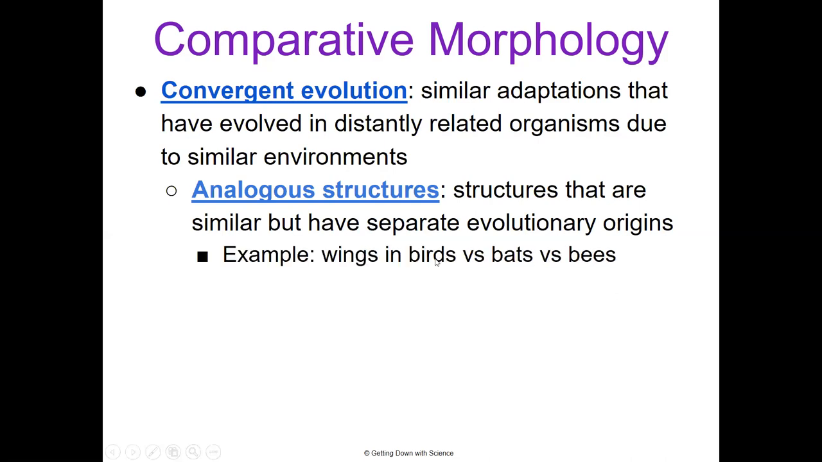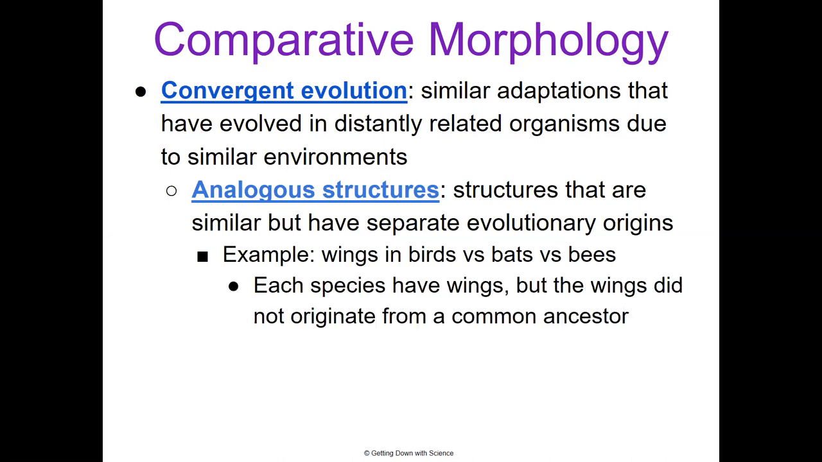So the wings in birds, wings in bats, we're talking about a bird versus a mammal, versus, how about the wings in bees? These are insects. Obviously, these did not develop all at the same time from the same branching. So each of these species has wings, but the wings didn't actually originate from a common ancestor. They developed based on the environments and needs to fit those environments.